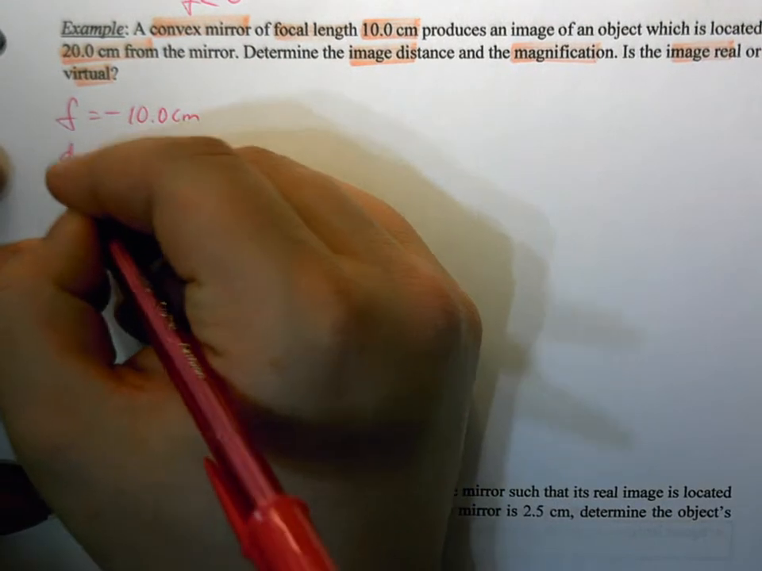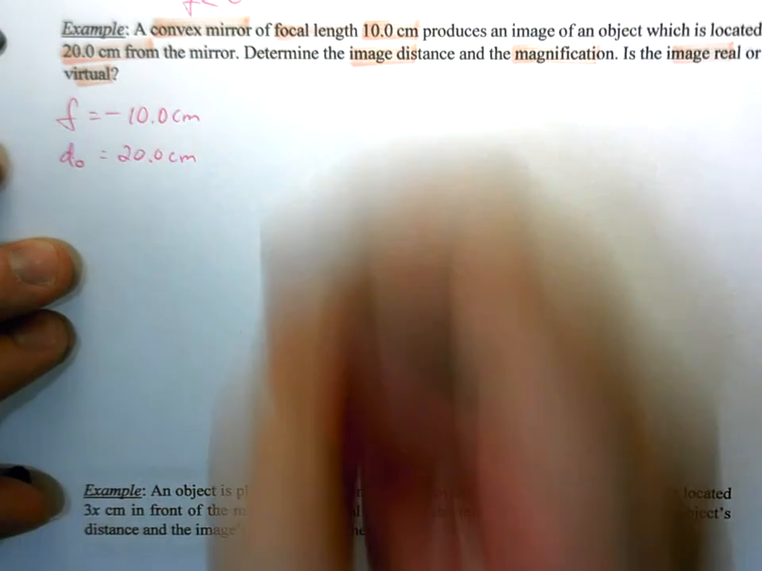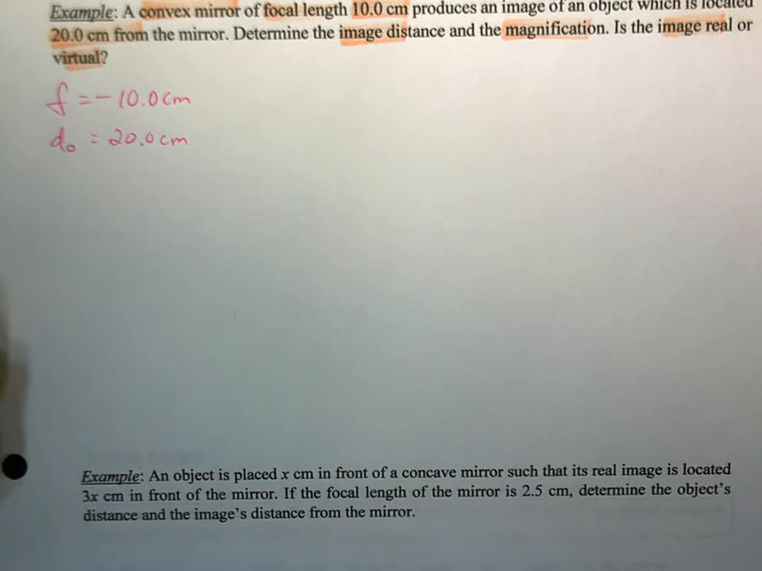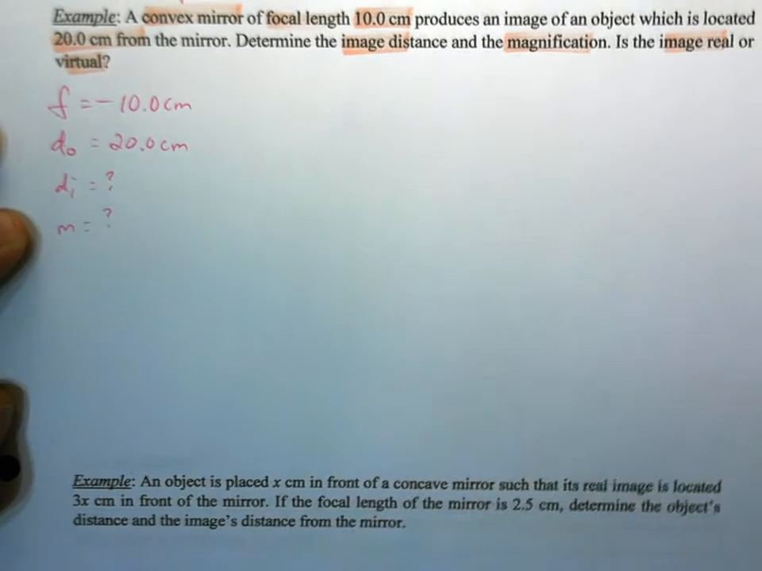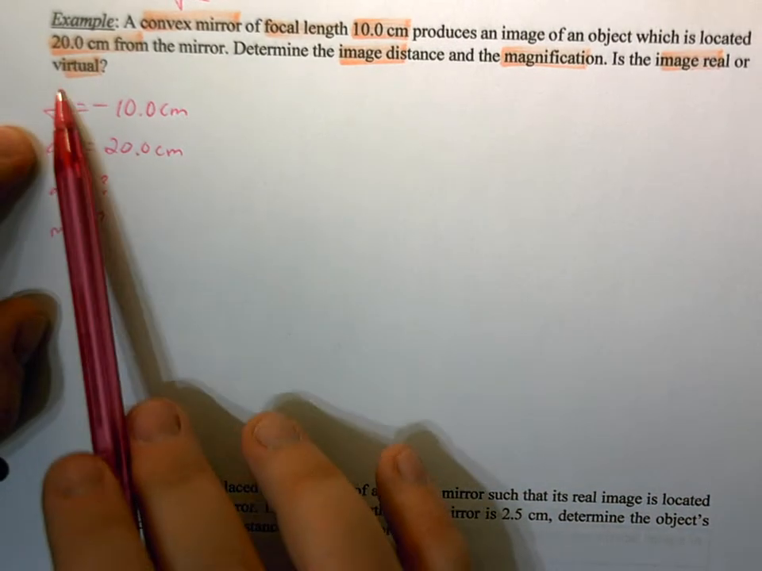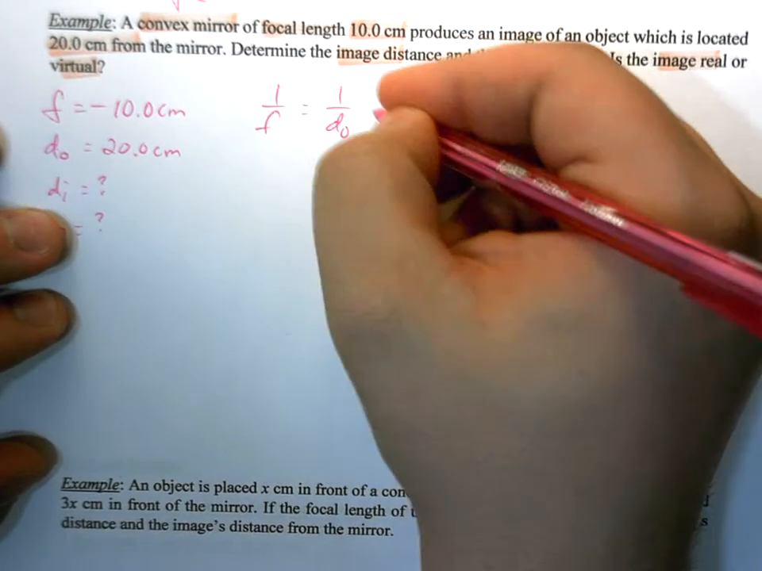And then we're told that DO is just 20 centimeters. Again, DO is always going to be positive because you're always going to have real objects. So I have F, DO, I'm interested in DI, and I'm also interested in the magnification. Well, I know the relationship between F, DO, and DI. That is going to be from our lovely mirror equation here.